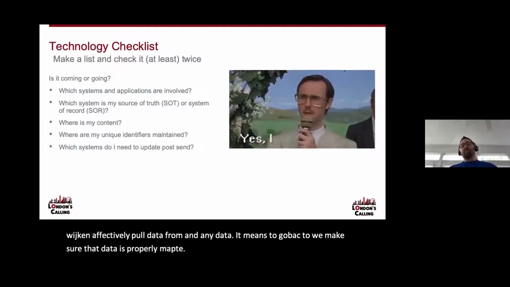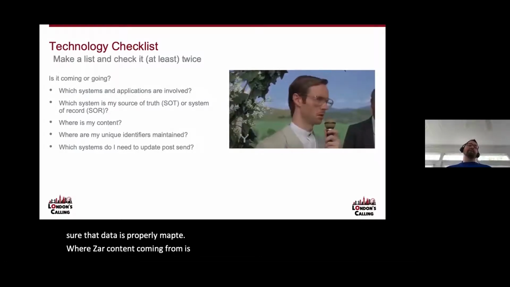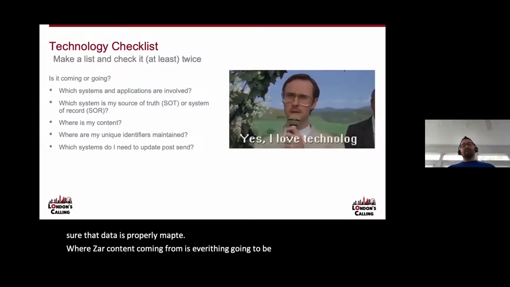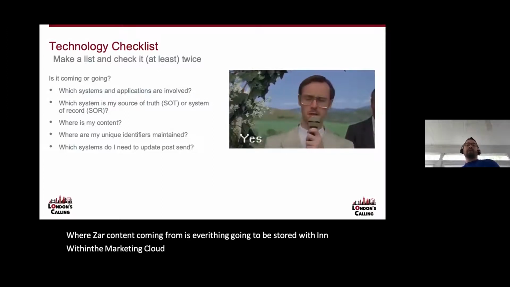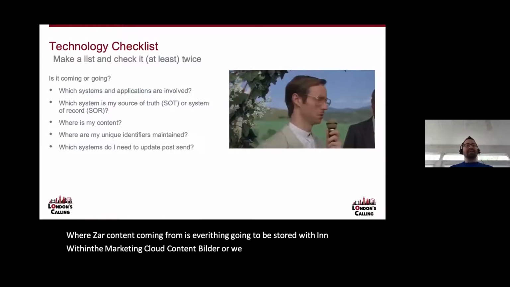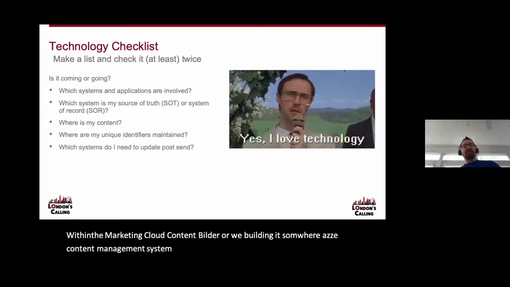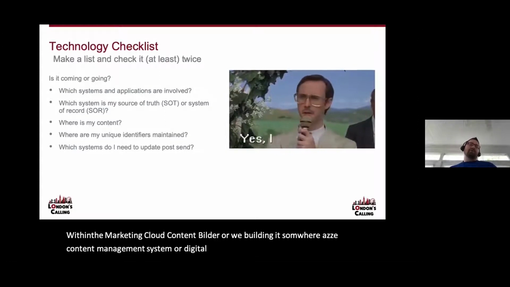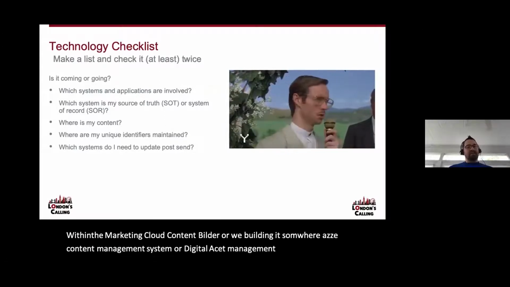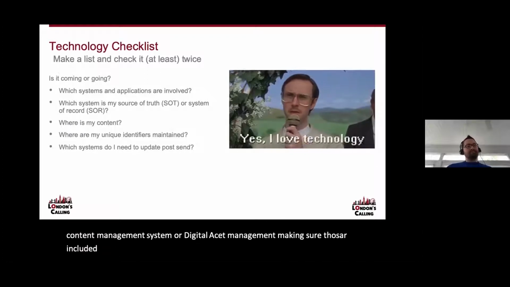Where's our content coming from? Is everything going to be stored within the Marketing Cloud Content Builder? Are we building it somewhere else and then importing it? Are we connecting to a CMS or a DAM? It's a content management system or digital asset management. Making sure that those are included if they need to be involved, if we're not doing it locally.